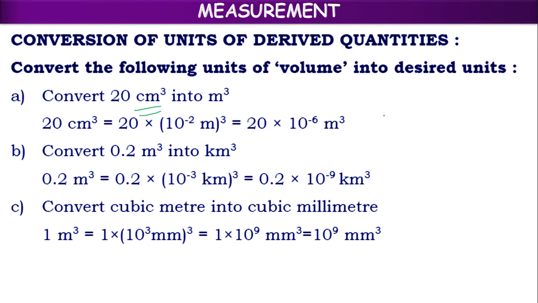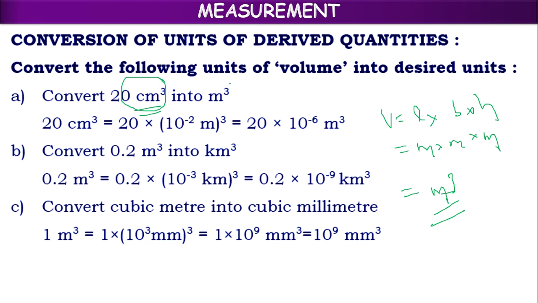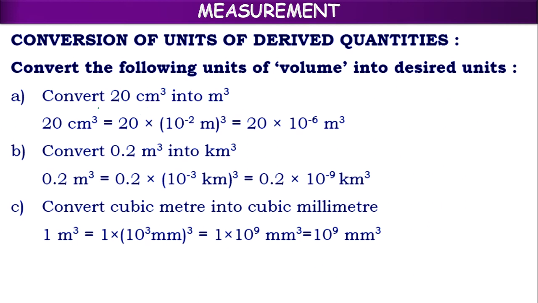Suppose if we take length, breadth, height in terms of meter, meter into meter into meter, we will have meter cube. So centimeter cube is the unit in the CGS system, meter cube is the unit in the MKS system or SI system. So we have to convert 20 centimeter cube to meter cube.